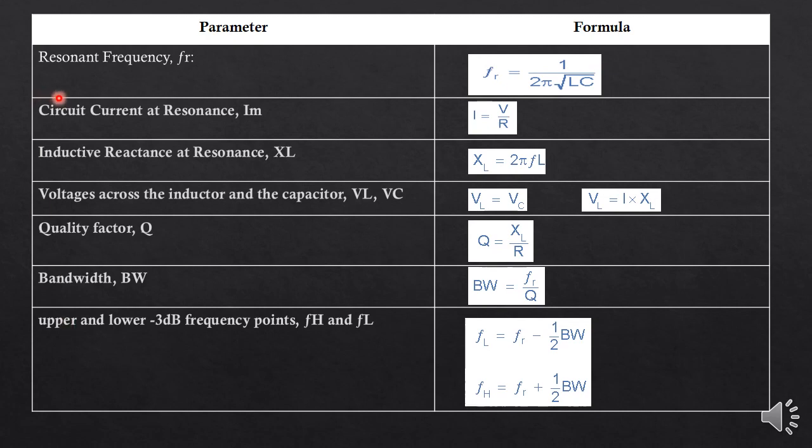These are some of the formulas that you are going to use for designing a series RLC circuit. The resonant frequency can be found by using this formula. Similarly, the quality factor can be found by using this formula. Bandwidth is equal to resonant frequency divided by quality factor, and the lower and higher cutoff frequencies can be found by using these formulas. So you can use these formulas for designing your series RLC circuit.